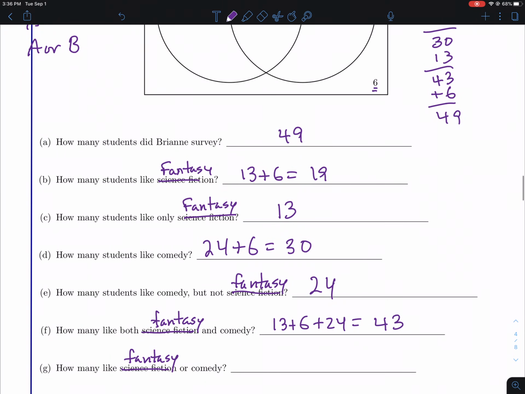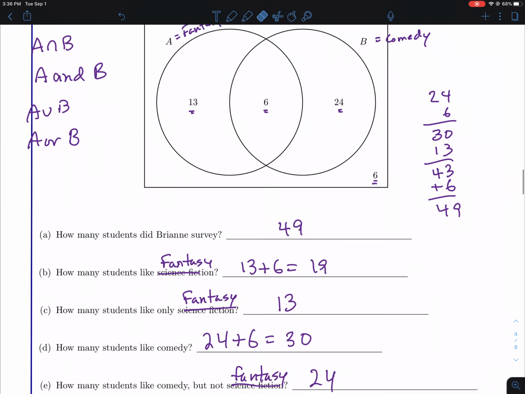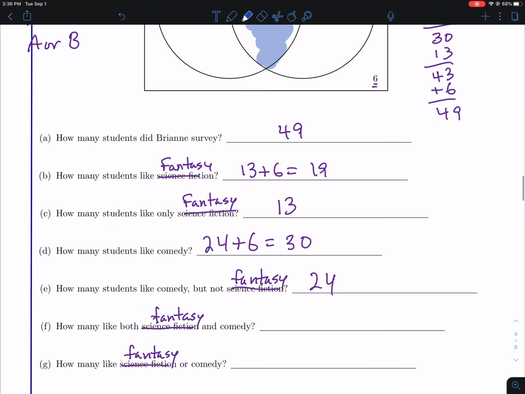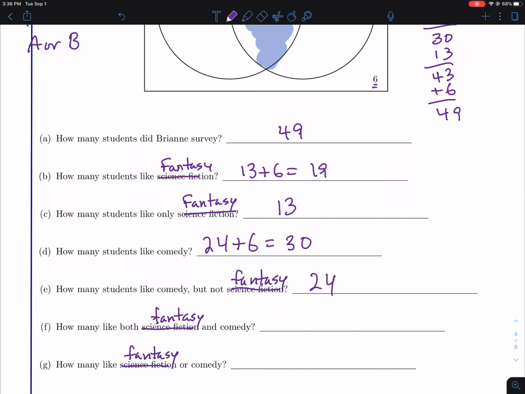Since we wanted fantasy and comedy, that means they have to like both fantasy and comedy. Even though I misworded it, what we're looking for is just these folks in the middle. We're looking for the intersection in this case. So it's just going to be those 6 that like fantasy and comedy, both. All right, so G is what I should have answered for F the last time.